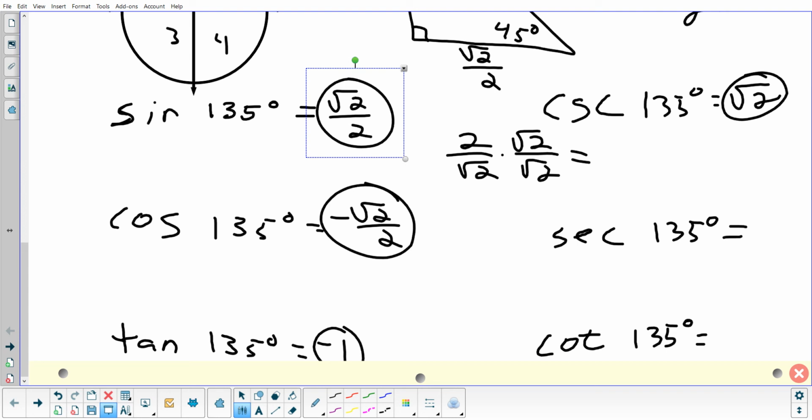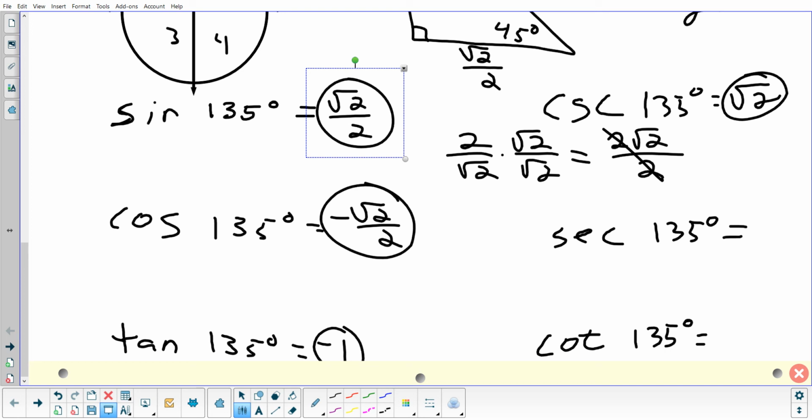2 square root of 2 in the top. And in the bottom, square root of 2 times square root of 2 gives me square root of 4, but that's just 2. And then the 2's cancel. So that's how you get the square root of 2.